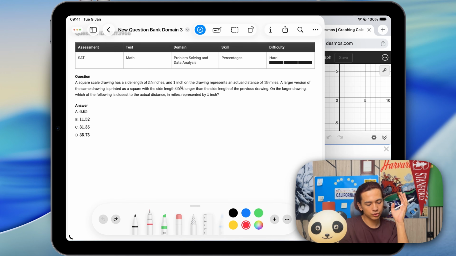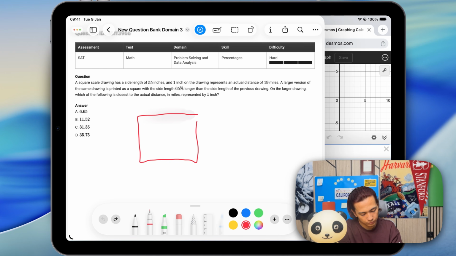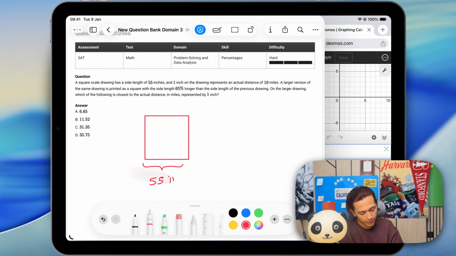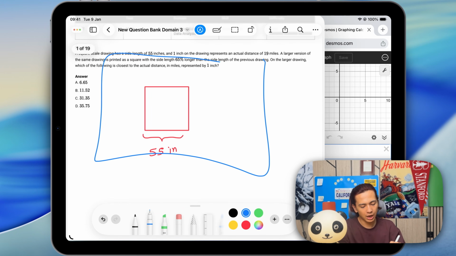First of all, let's understand what's happening. We have a square scale drawing, so we have a square, and it's a drawing. It has a side length of 55 inches, and 1 inch represents 19 miles in actual distance. It's just a scaled drawing, so the actual distance is much higher.